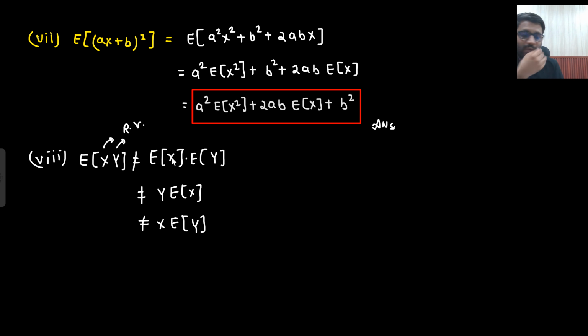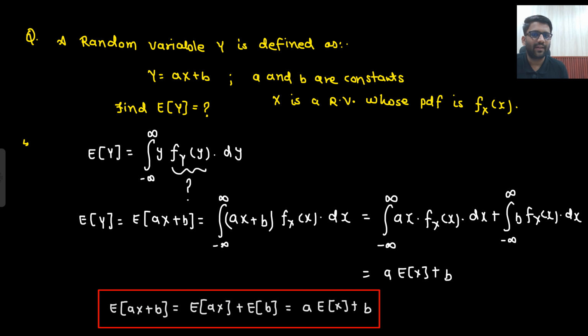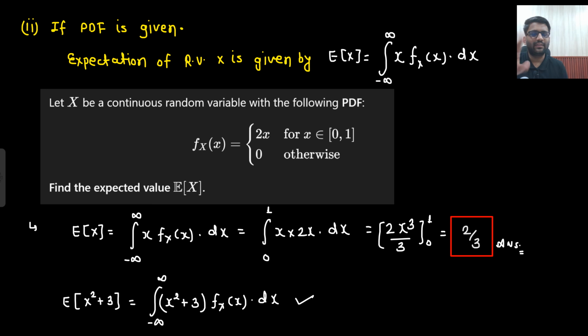Okay, this will be true, but only in some specific case. Which case, that we will see. But usually you cannot do it. Okay, and taking y outward, all these things you cannot do. So only with respect to constants you can do, or with respect to plus and minus you can do. Is that clear? So everything about the expectation operator is clear to you.